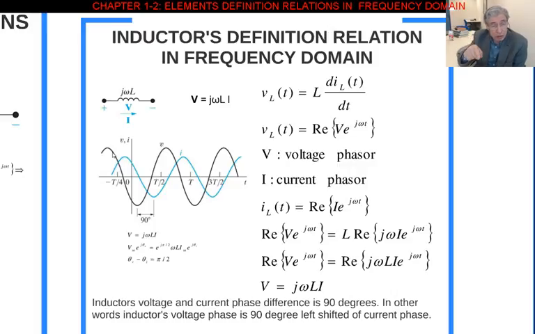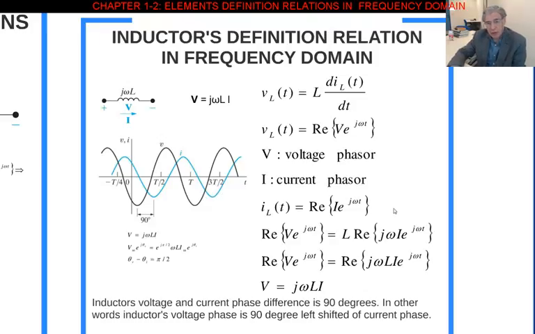That was not true for the resistor. In the resistor we said there's no phase difference between the voltage and current phasors. Therefore the maximum values occurred at the same time. But here the maximum values of the current and voltage are not on the same line.